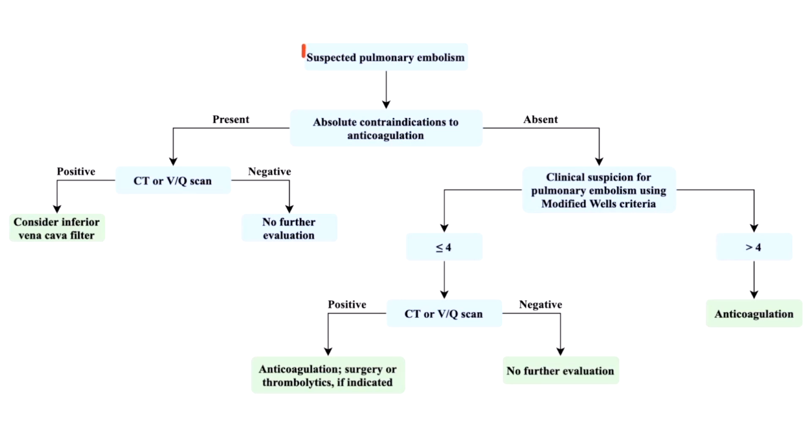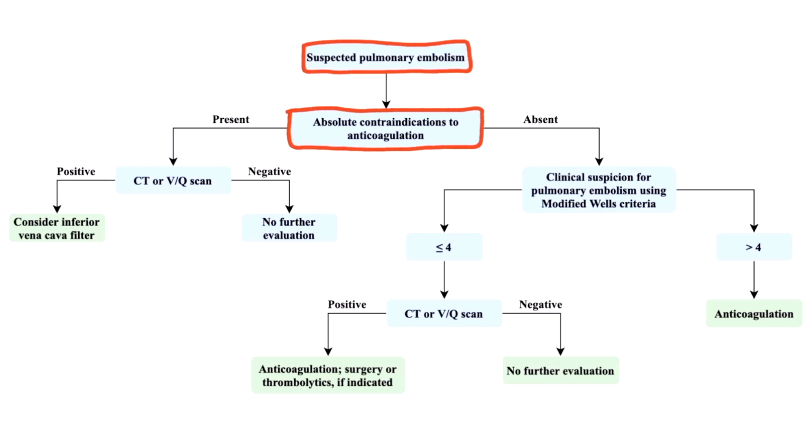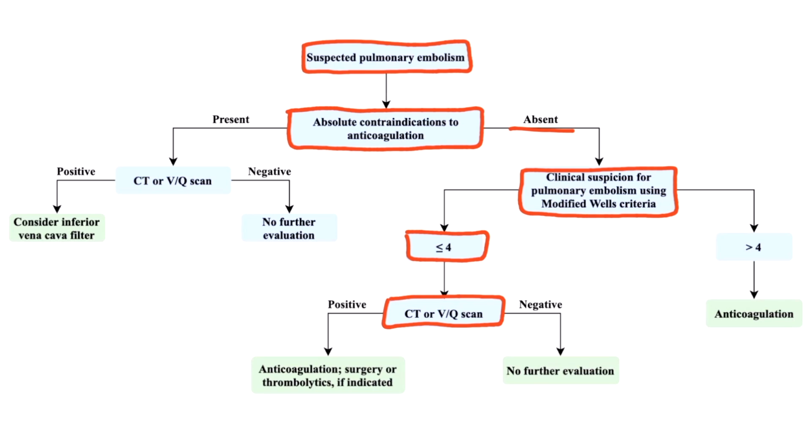The first step in management of a suspected pulmonary embolism is to determine if the patient has an absolute contraindication to anticoagulation. If they do not, and their modified Wells criteria is less than or equal to 4, they should have a CT angiography or VQ scan performed before starting anticoagulation. If the angiography is positive, then they can be started on anticoagulation. If angiography is negative, then no further evaluation is required. In contrast, if a patient without contraindications to anticoagulation has a modified Wells criteria score greater than 4, then they should be started on anticoagulation even before there is confirmation of a pulmonary embolism.